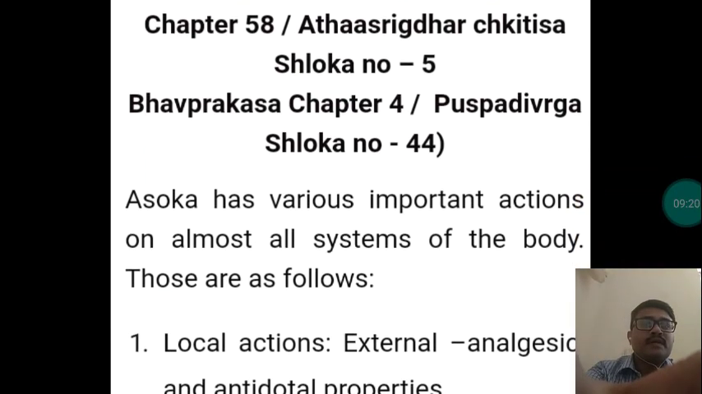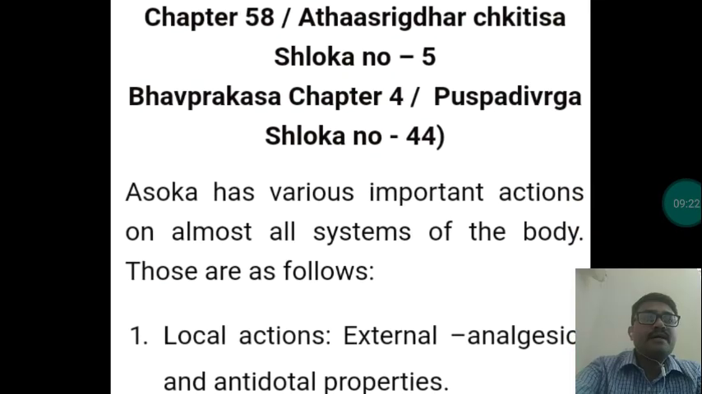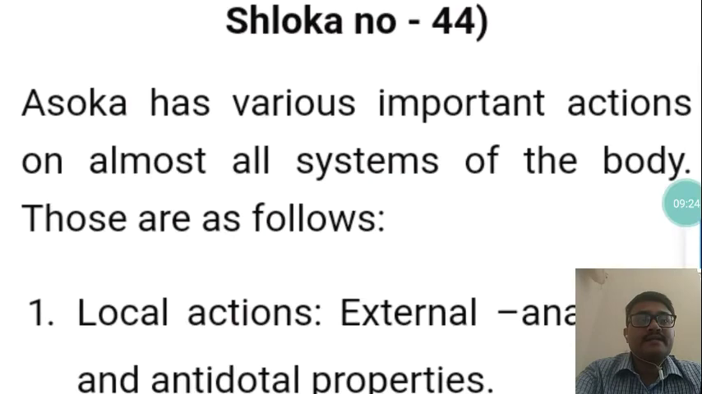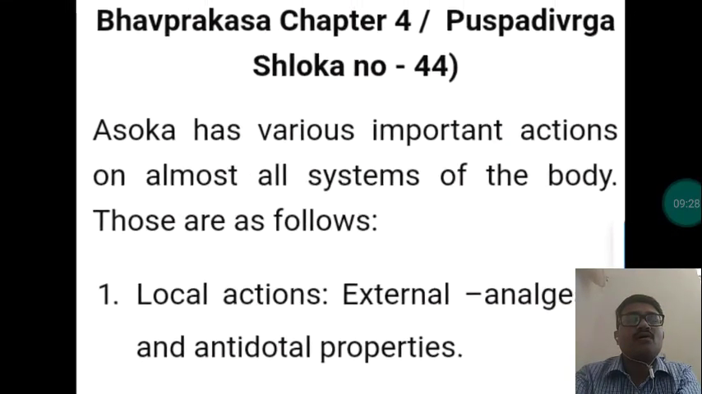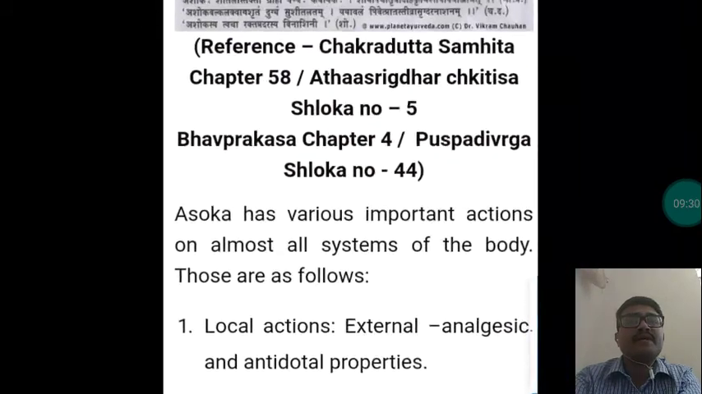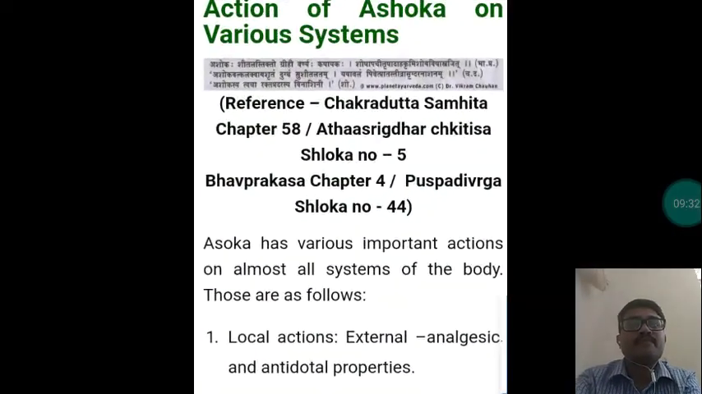So, if we see the meaning of it, Ashoka has various important actions on almost all systems of the body. These are as follows. Local actions. When externally applied, it is analgesic, which is painkiller, and antidotal properties. That means it is anti-poisonous.